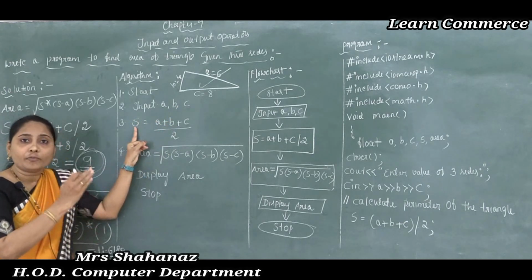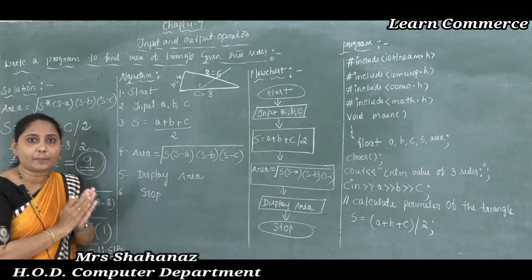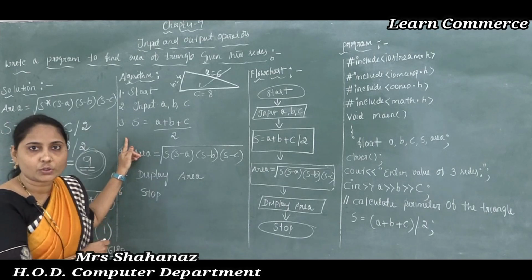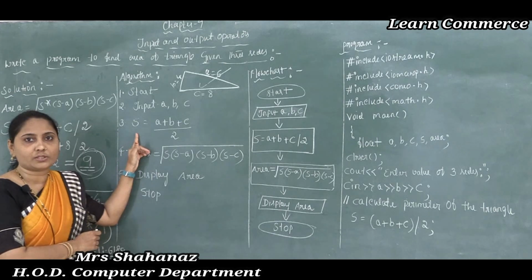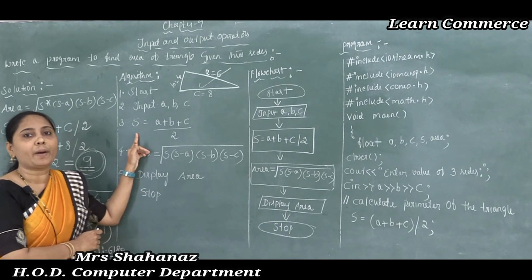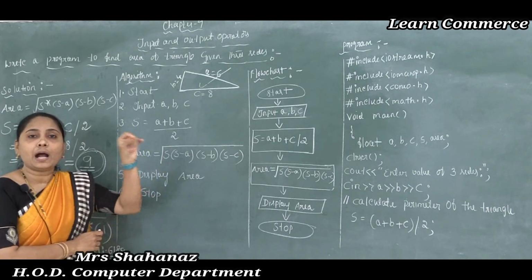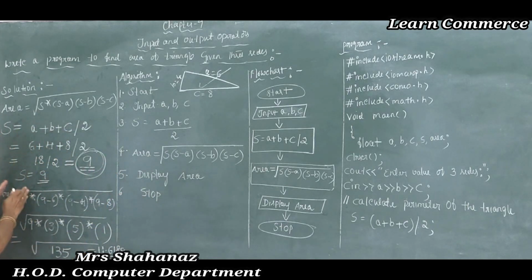And later, after inputting some value into the variable, afterwards we can find out the s value, that is equal to the semi parameter value. So step 3, s value is equal to the semi parameter formula. What is it? a plus b plus c divided by 2, correct? So when we give values to the variables, that value is divided by 2, then we get the s value. So in this solution, the value we got is equal to 9. So s value is equal to 9.